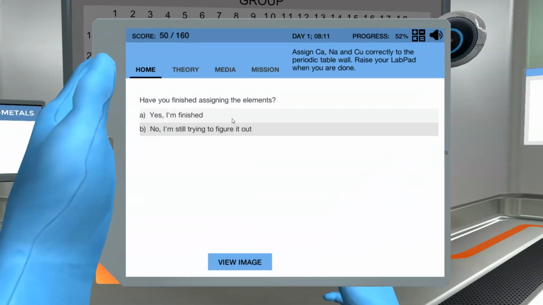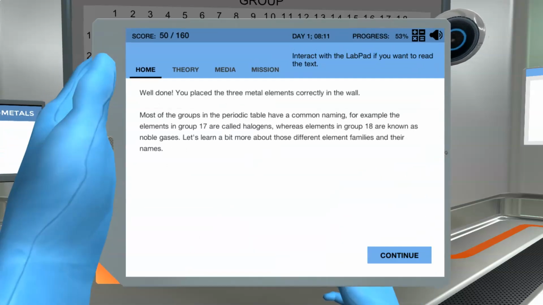Have you finished assigning the elements? Well done. You placed the 3 metal elements correctly in the wall. Most of the groups in the periodic table have a common naming. For example, the elements in group 17 are called halogens, whereas elements in group 18 are known as noble gases. Let's learn a bit more about those different element families and their names.